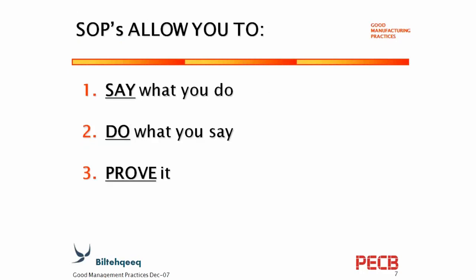What is SOP? As you are familiar with other quality management systems, SOP is similar: say what you do, and do what you say. It is like ISO 9000. What you do, you have to write it down, that we are doing this, and then you have to practice it, and if you have to prove it, you can prove that we are doing this. So like other quality management systems, the SOPs are the same in GMP or HACCP.